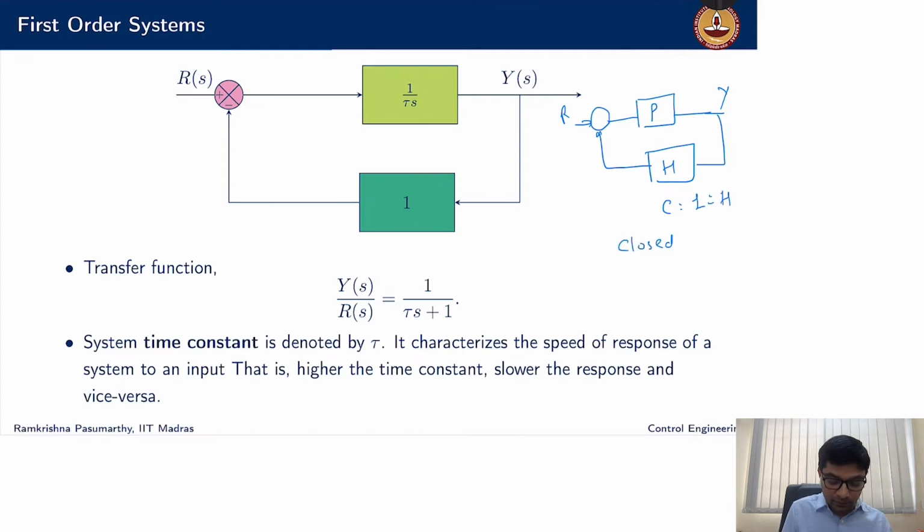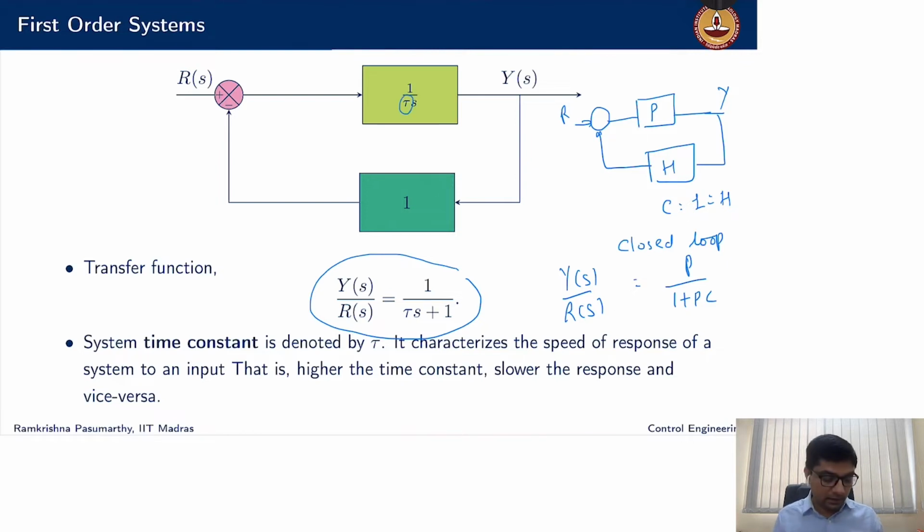So the closed loop transfer function from R to Y will only be P over 1 plus PC, which will just mean that this is 1 over tau s plus 1. So tau is a constant sitting here. S is usually the Laplace or the S domain that we are working with. This tau is called the system time constant.